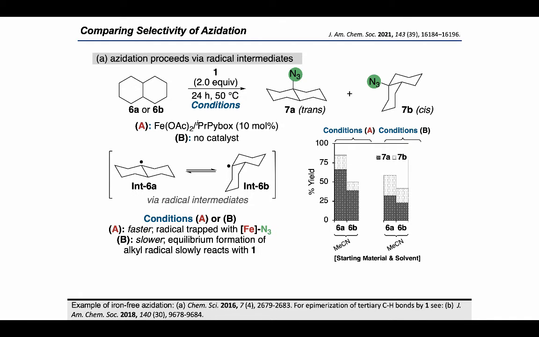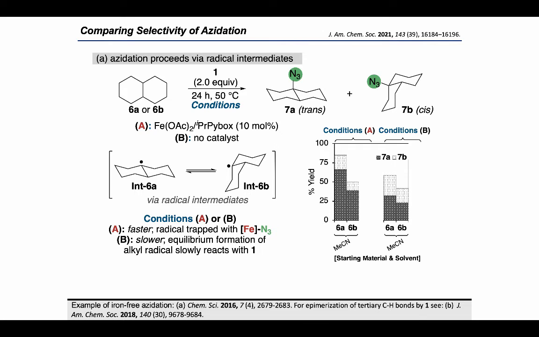Repeating the same reaction but without an iron catalyst, the tertiary azide products were formed in a 2.2 to 1 ratio, and unreacted cis-decalin had undergone nearly full isomerization to trans-decalin at the end of the reaction. This isomerization provided further evidence for the formation of radical intermediates, and that C-H cleavage is reversible in the iron-free conditions and irreversible in the iron-catalyzed conditions, as isomerization is not observed.